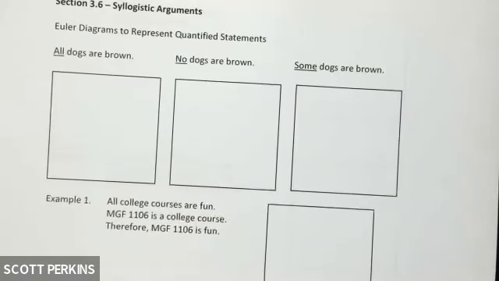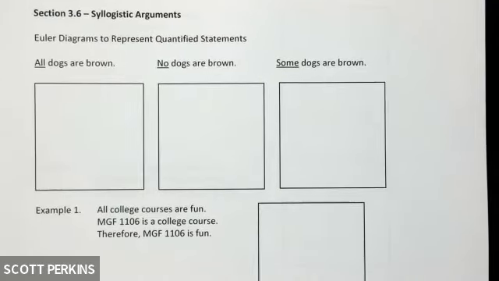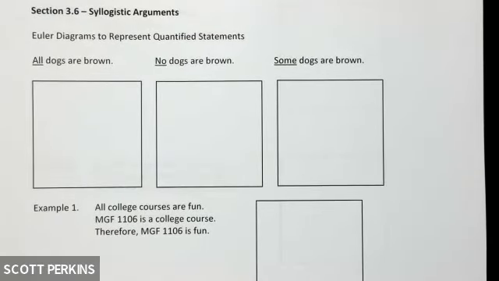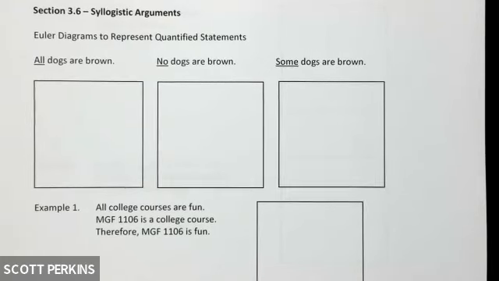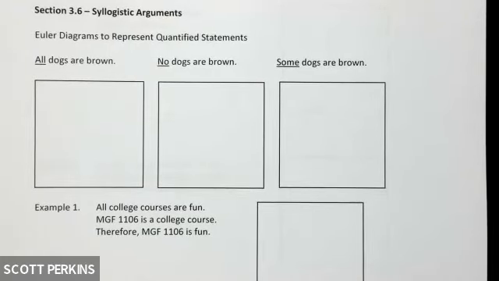All right, last section for this unit is syllogistic arguments. So this goes full circle back to our first day of class when we had section 3.1, that long, boring section. One of the first things we talked about was the negation and negating quantified statements.